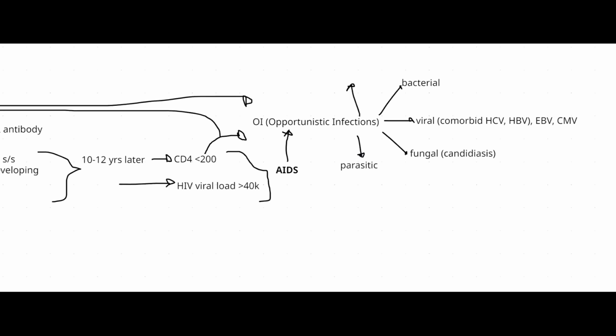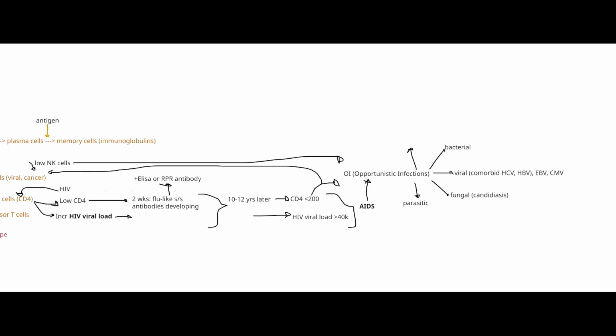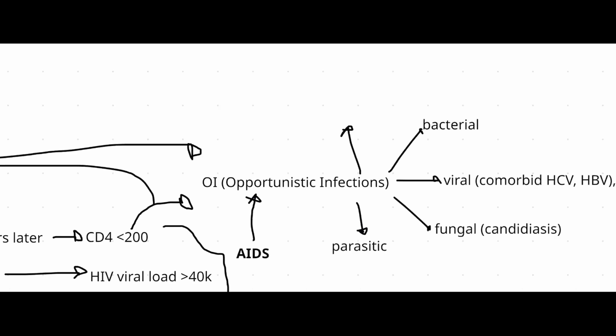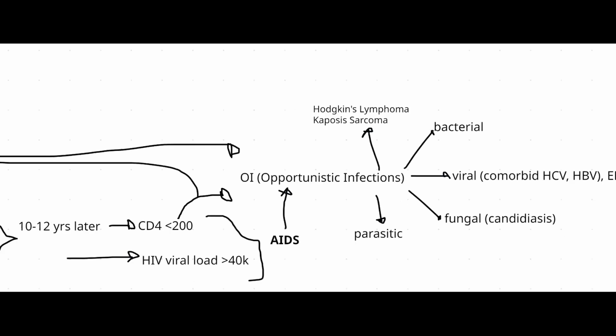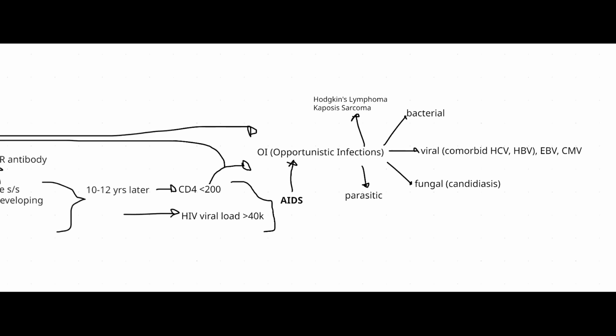And then, as I've mentioned earlier, the killer cells fight against cancer. So now that they don't have enough killer cells, they are also prone to two types of cancer: Hodgkin's lymphoma and another cancer of the connective tissue, what is it called? Kaposi's sarcoma. Okay, so these are what they are very high risk for. Questions?